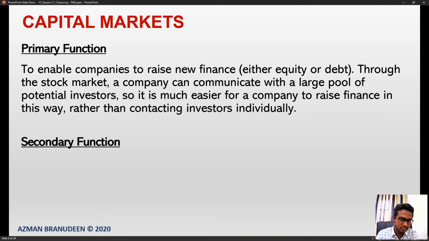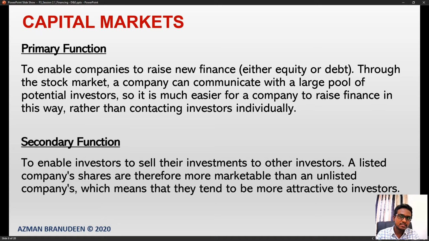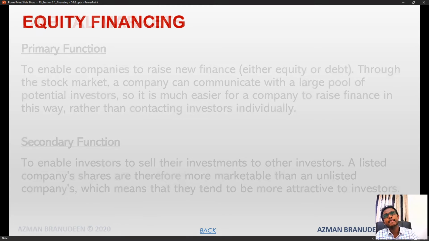But the secondary function is also a very important function. This is to enable investors to sell their investments to other investors. So it's sort of an exchange facilitation. A listed company's shares are therefore more marketable than an unlisted company's, which means that they tend to be more attractive to investors. And so these are the two key functions of the capital markets, which was the first point under sources of financing we looked at.